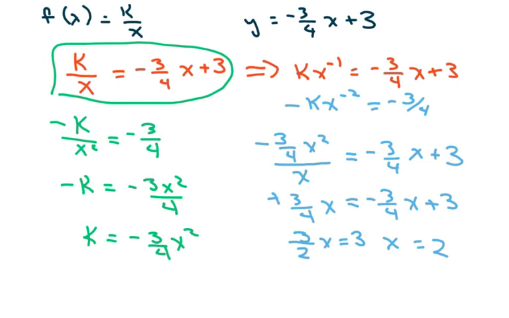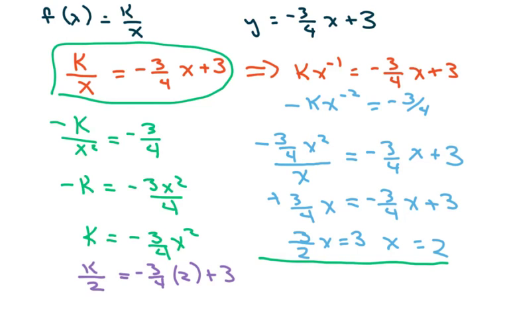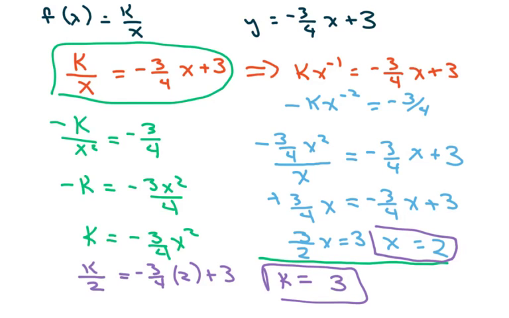Now when x is 2, you need to plug it back in. When x is 2, you're going to solve for k. Let's do it in purple. So we're going to get k over x equals negative 3/4 times 2 plus 3. And this is going to be k equals 3. And we clean that up. So when x is 2, k is going to be 3.